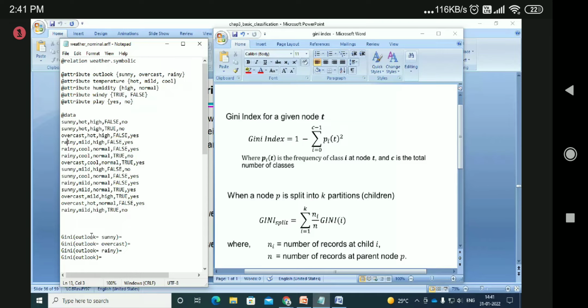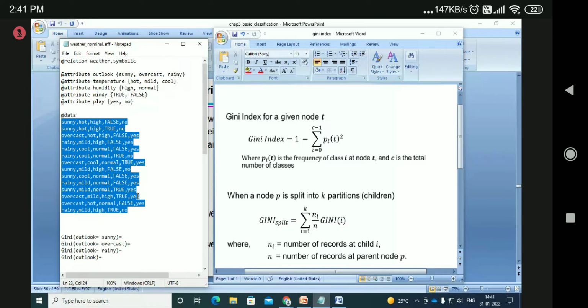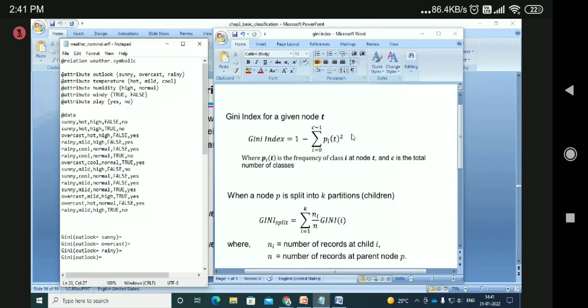So for each child node, when I say Gini of Outlook is equal to sunny, if Outlook is used for splitting, it has three different values, so I will have three branches. All the instances having sunny will come to the leftmost branch, overcast to the middle branch, and rainy to the rightmost branch. This is my parent node. At the starting, all the instances are residing at the parent node, so I have to calculate the Gini index for the parent node. For that, you have to apply this formula. Can you do that first? Then we will go for this.